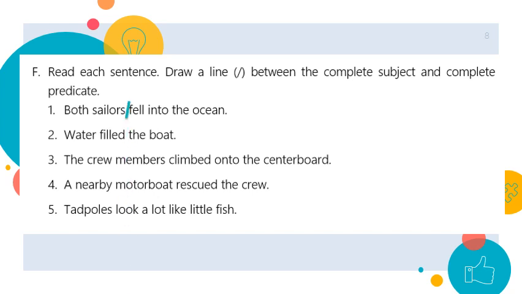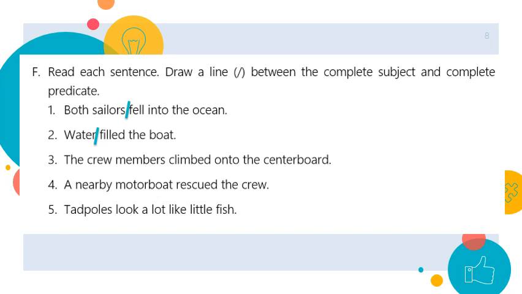This is how I split the subject from the predicate. You see, both sailors is the subject. The predicate, fell into the ocean. Simple and easy. Number 2. Water filled the boat. What I'm talking about here in this sentence, I'm talking about water. Exactly, water. So water is the subject and the predicate, filled the boat. So I have to add the line or draw the slash between water and filled.